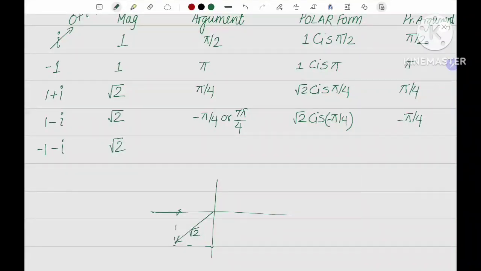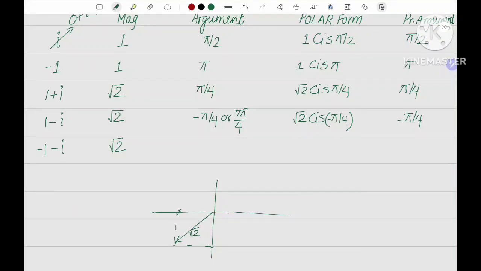Magnitude is always positive. Okay, you can just keep it in your mind that you cannot write magnitude as minus root 2, because magnitude is the distance, magnitude is the length. Length of what? Length of the vector joining from the origin to the complex number. It doesn't matter in whatever quadrant this vector lies, the length will always be a positive real number. Okay, root 2. Now what is the argument?